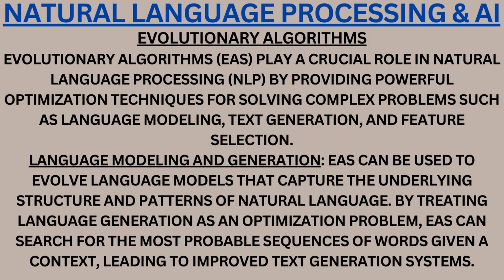Language modeling and generation. Evolutionary algorithms can be used to evolve language models that capture the underlying structure and patterns of natural language. By treating language generation as an optimization problem, evolutionary algorithms can search for the most probable sequence of words given a context, leading to improved text generation systems.